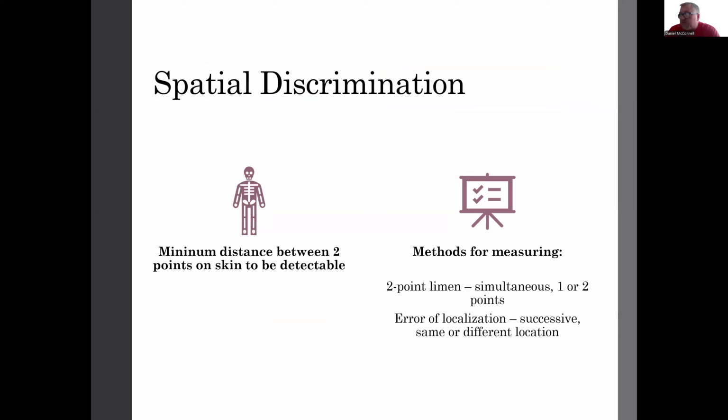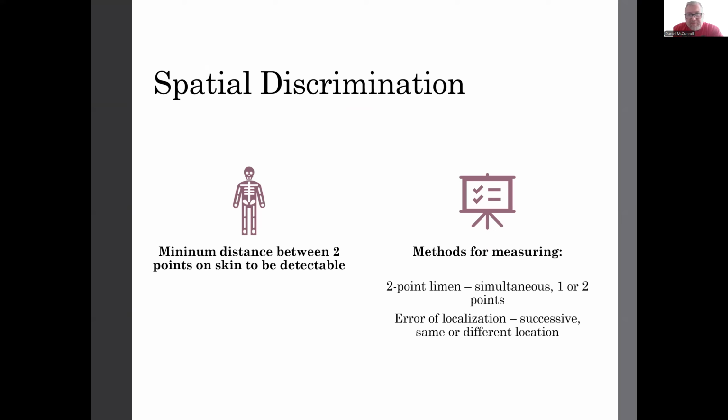And that just means I'm going to simultaneously apply either 1 or 2 points of contact to a person's skin. So I've got 2 pens here now. I'll try to get them in front of the camera here, where I come down on my skin at the same time with both points at the same time. And if I did this to a research participant, I would, again, have them be blindfolded. And I would ask them, how many points can you feel? Does it feel like one or does it feel like two, right?